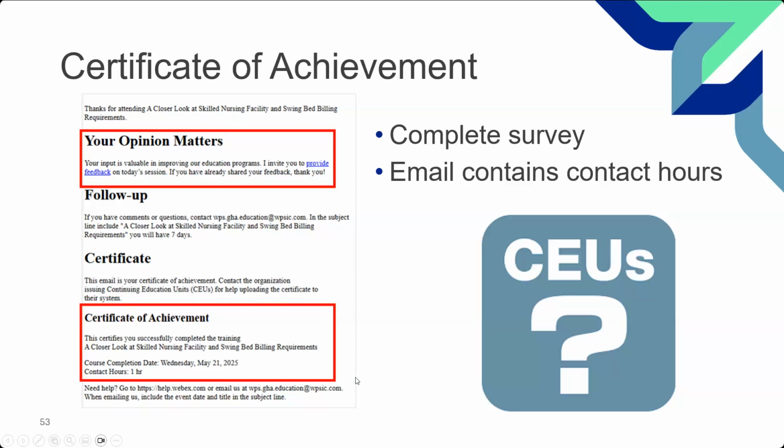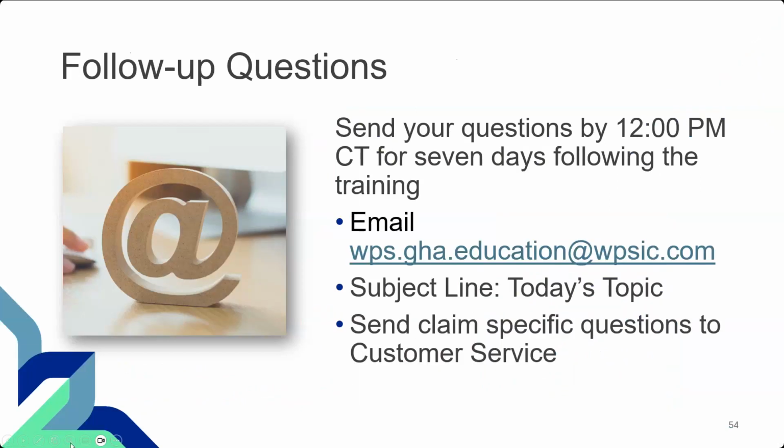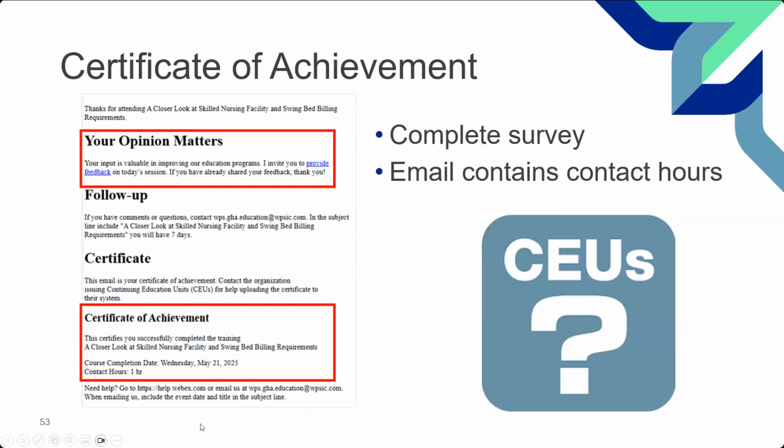Remember, if you joined only by phone, you're not going to get that automated email with the certificate, but you're going to get one that says, sorry, we missed you. And then what you'll need to do is send an email to WPS, our education mailbox. The email is here at the bottom and also on this slide. Tell us you joined only by phone. Here's my phone number so that we can confirm your participation, and we will send you a manual certificate of achievement. Don't look for an email from WPS. These emails come from WebEx.